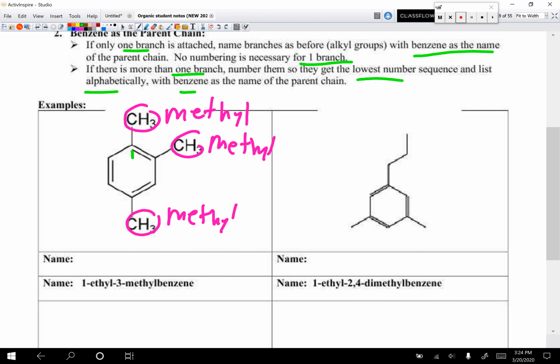So if I go this way, 1, 2, 3, 4, 5, 6, well, notice now I get branches off of 1, 2, and 4. 1, 2, and 4 are much lower than the other way I had previously, which was 1, 2, and 5. So because of this, this is how I need to label it, because I have my branches off the lowest numbers possible. So therefore, the name for this one, I'm going to get 1, 2, 4. There are 3 methyls, so we go trimethyl, and then the parent name, benzene.